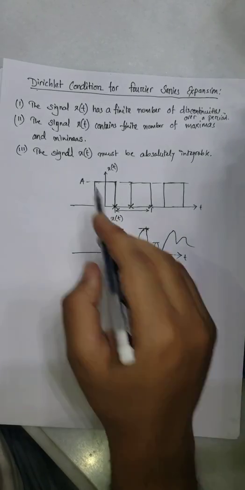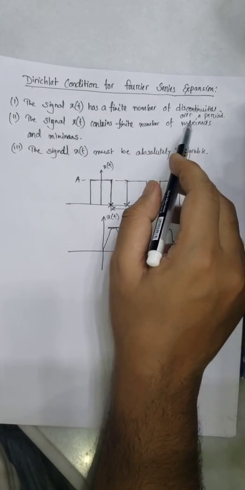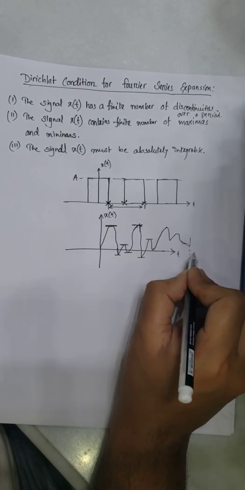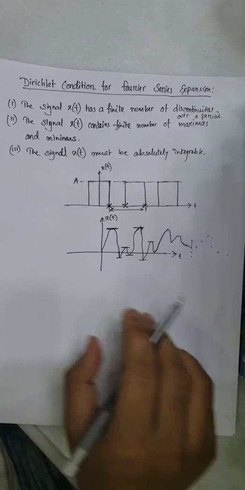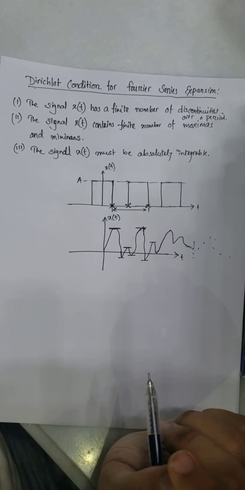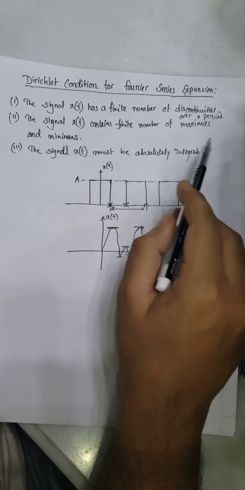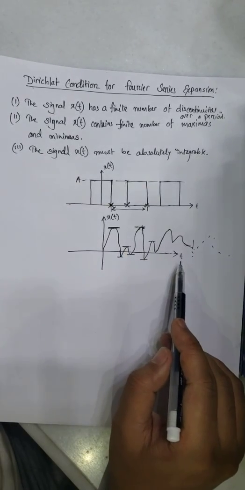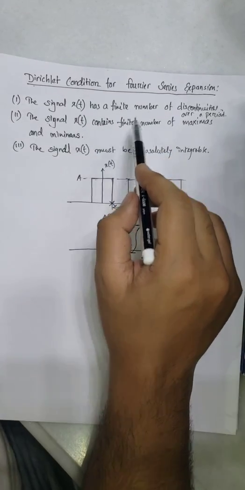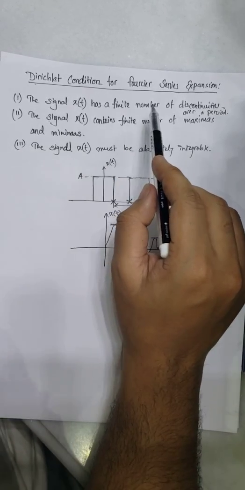Now, if we observe the first condition, that the signal x of t has a finite number of discontinuities over a period. Say this is one period of the signal and the signal repeats as before from this point onwards. There are no discontinuities in this signal. So, the first condition is also fulfilled for the Dirichlet condition. It says that the number of discontinuities must be a finite number. There can be no discontinuities, which is also under the first condition.